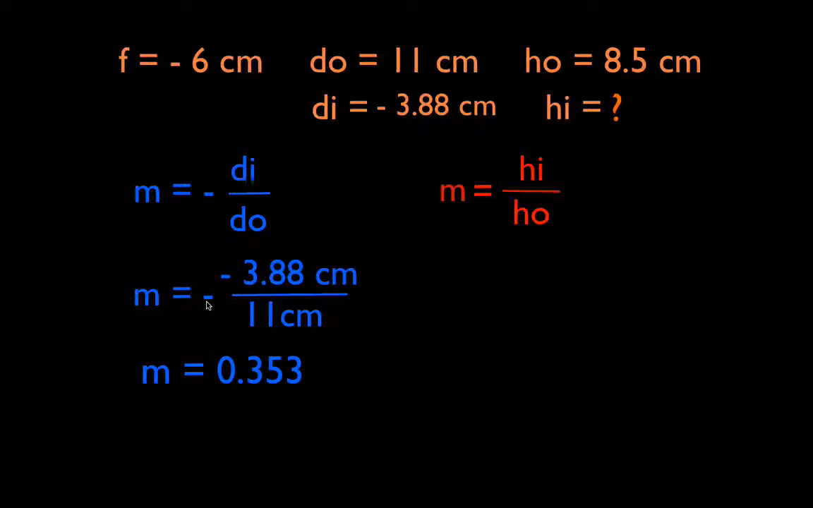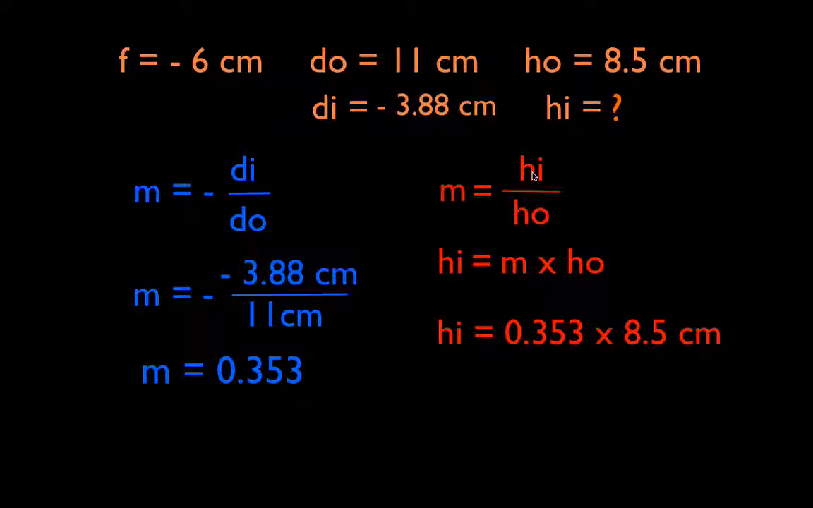Now we can go through and use the other magnification equation, which is that the image height divided by the object height is equal to the magnification. And we're going to solve for the image height. We want to solve for this. So we're going to kind of cross multiply. We get the image height is equal to the magnification times the object height. We know the magnification, we know the object height. We can just plug the numbers in, and we get that the image height is +3. So the image is going to be 3 centimeters tall.